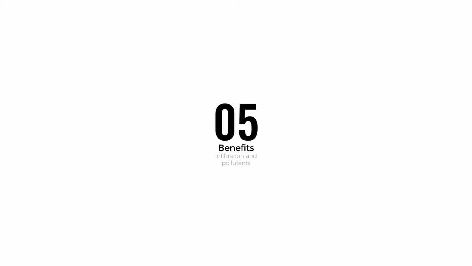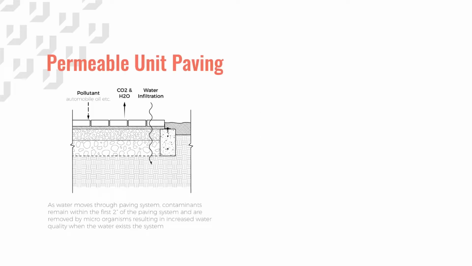Section 5. Benefits, Infiltration and Pollutants. This diagram illustrates the movement of water through a typical permeable paving unit system. As contaminated water moves through the system, contaminants remain within the first 2 inches of the paving system and are removed by microorganisms. The water exiting the system is higher in quality, which is beneficial to humans and the ecosystem.